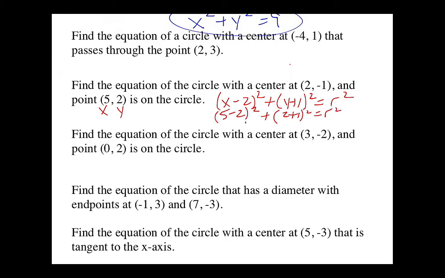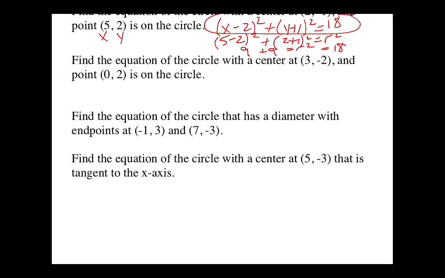5 minus 2 is 3, squared is 9. 2 plus 1 is 3, squared is 9. So the radius squared is equal to 18. So my equation, I'm going to save myself some writing and just go right back up here. Now that I know the radius squared is 18, there's the equation of my circle. (x - 2)^2 + (y + 1)^2 = 18.